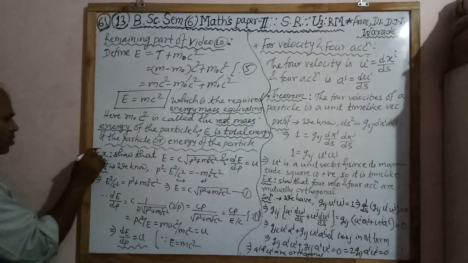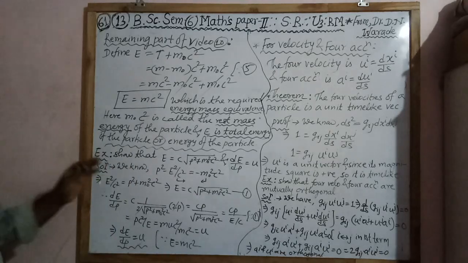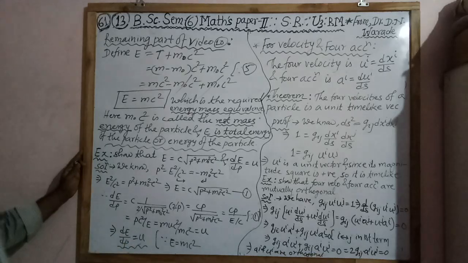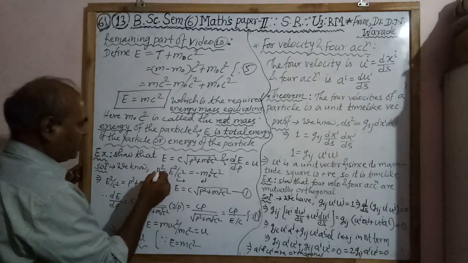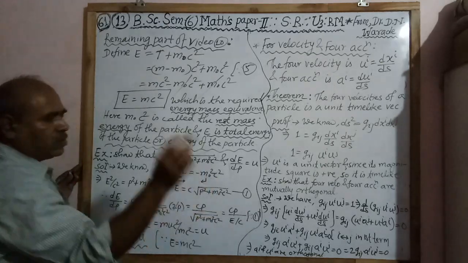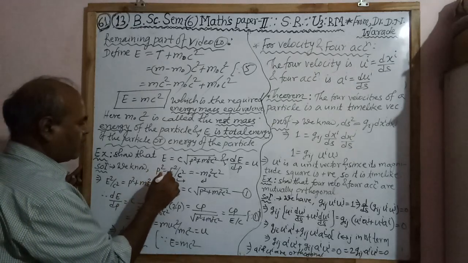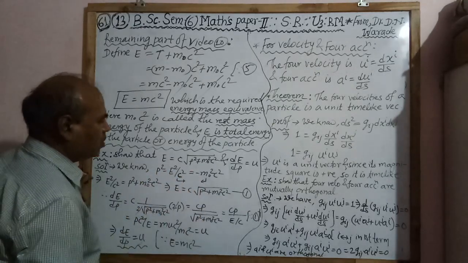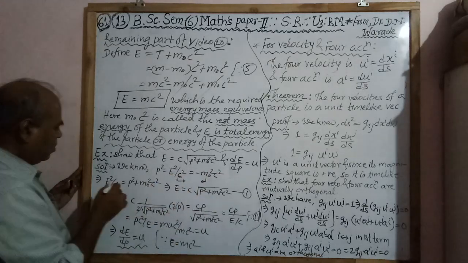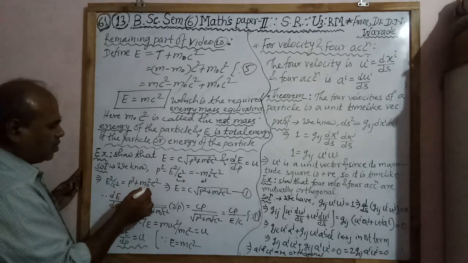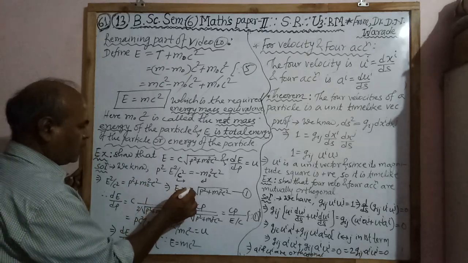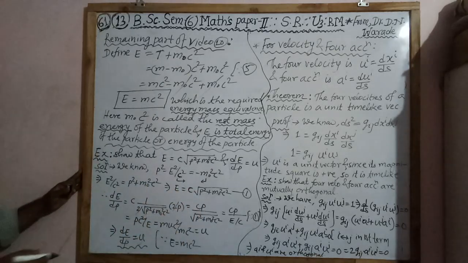Now take the example. Show that E equal to c into the square root of p square plus m0 square c square, and dE by dp equal to u. We know that p square minus E square by c square equal to minus m0 square c square, as we have seen in the previous example. Now take this term to the left hand side and that to the right hand side. Therefore E square by c square equal to p square plus m0 square c square. Now from this we can find the value of E. Taking the square root, we have E equal to c into the square root of p square plus m0 square c square.